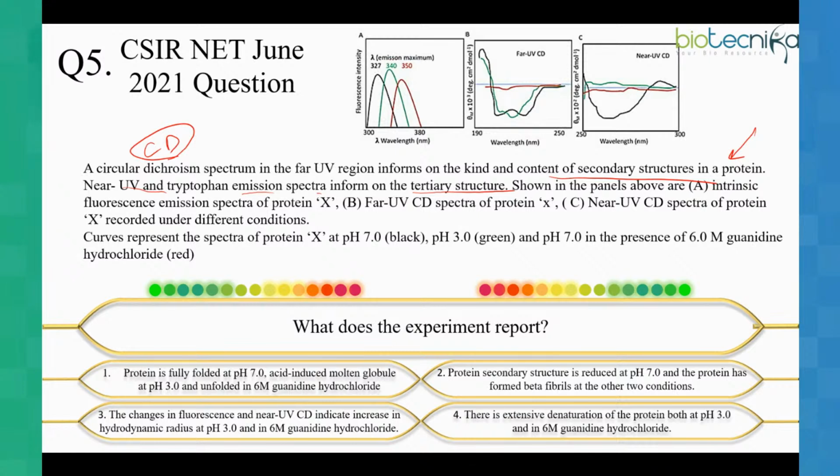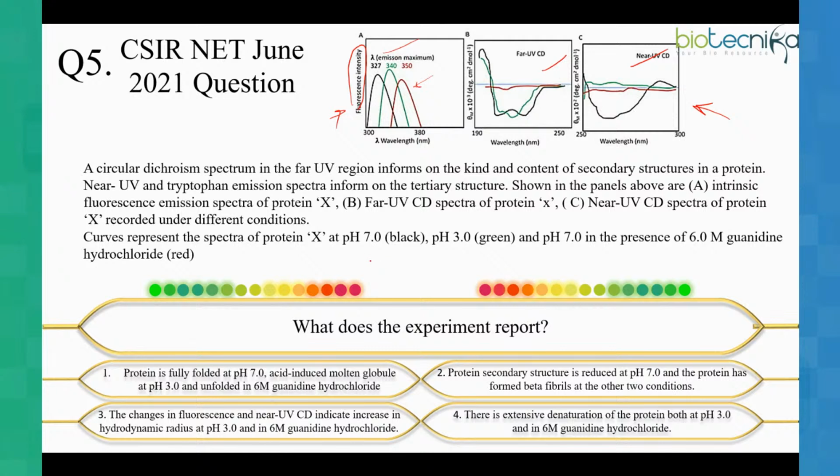Shown here are A, B, and C. These are intrinsic fluorescence emission spectra of X. This is showing the far UV spectra of X, and C is showing the near UV CD spectra of X. So what you expect to know from here is what is the pattern of the structure that we generally get. In each one of these techniques, far UV, near UV, and emission spectra, there are three curves which are shown.